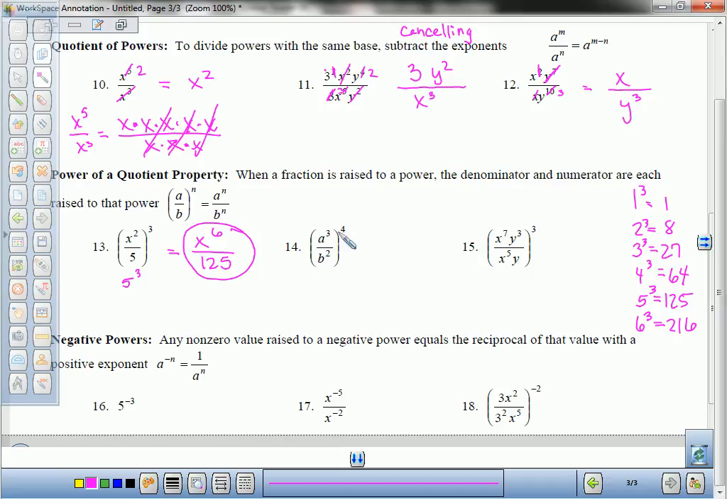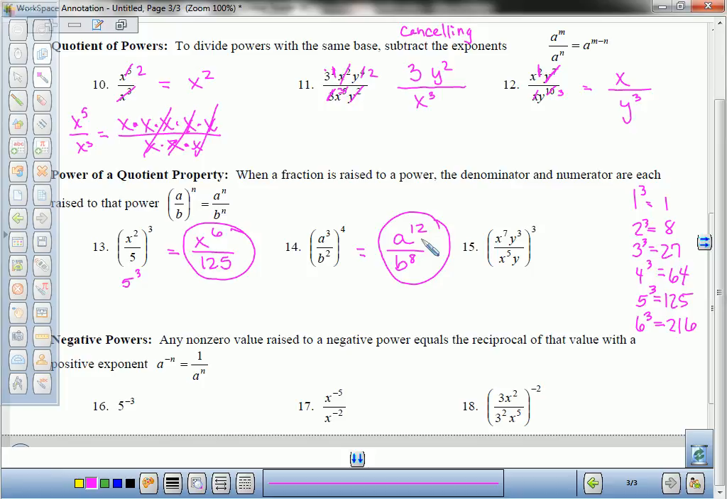All right, so in this one, everything has to be raised to the 4th power. So the a cubed has to be raised to the 4th. What does that make? A to the 12th. The b squared has to be raised to the 4th, so that gives us b to the 8th. And that's it.